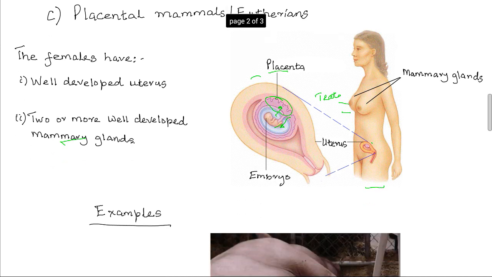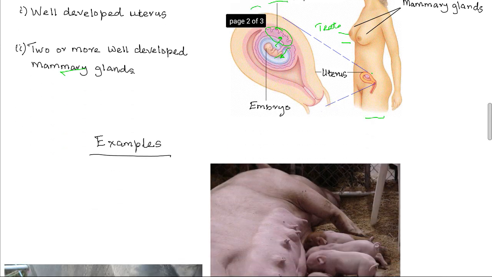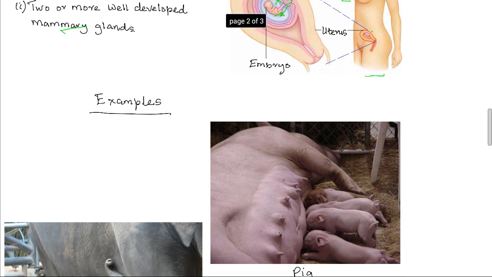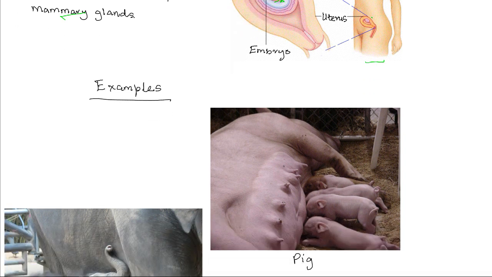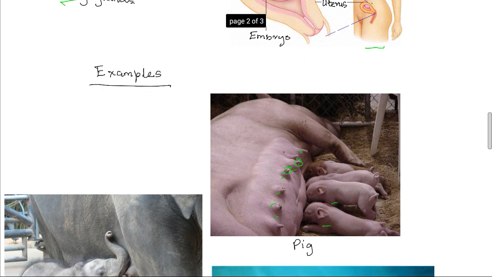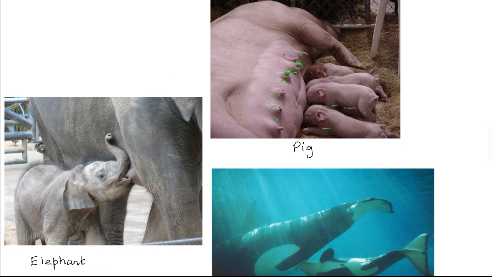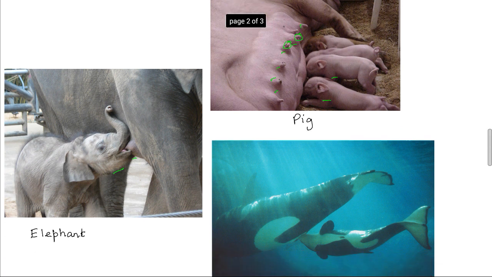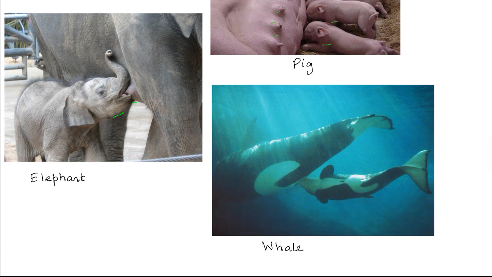Examples of placental mammals, apart from human beings, include pigs. You can see pigs with many pairs of mammary glands with very prominent teats. Here the piglets are feeding on milk from the mother. Elephant is another placental mammal. See the calf feeding on milk, and even aquatic mammals such as the whale do have mammary glands through which the calves, their young ones, are able to obtain milk from the mother.